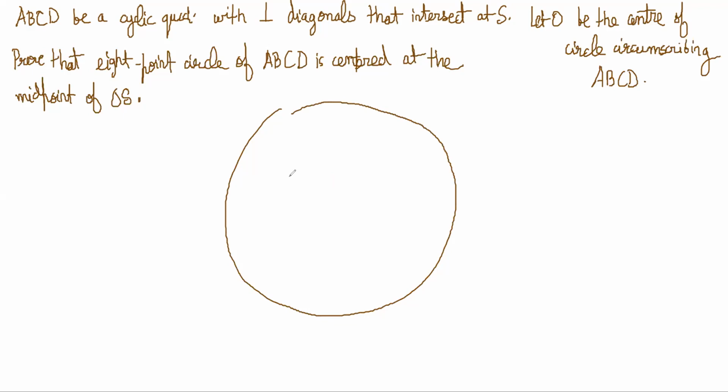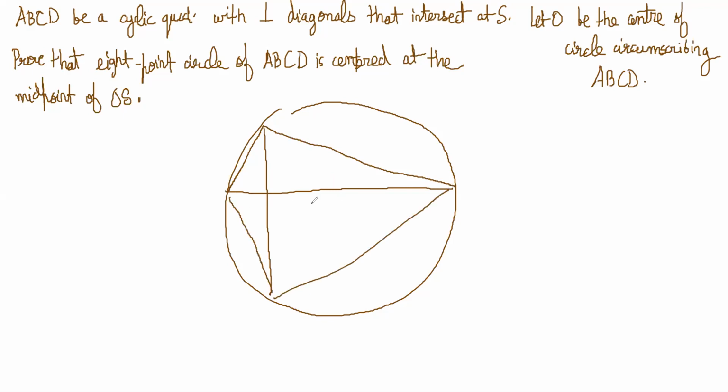This is a circle, and let's draw a quadrilateral with perpendicular diagonals, a cyclic quadrilateral. So we have something like this. This is a cyclic quadrilateral ABCD. They intersect at S.